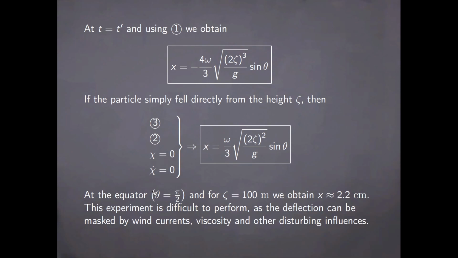Furthermore, if we were to study this, let's say at the equator, so where theta is equal to pi over 2, and we take zeta to be, let's say, 100 meters, then we obtain a total deflection of about 2.2 centimeters. And this is an experiment which is surprisingly difficult to perform, as the deflection can be masked by wind currents, viscosity, and other forms of disturbing influences.